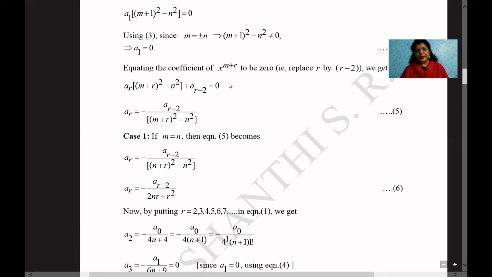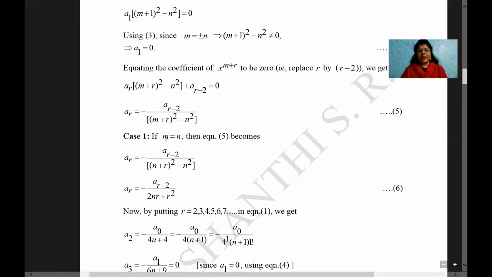This positive, bring it to the side, minus of a_{r-2} divided by this square bracket term, that is, (s+r) the whole square minus n square. That is a reconciliation. Now, case 1, if m is equal to n, our third equation says that the two values of m we have obtained are positive n and negative n. If you apply positive n in place of m, I'll be getting the first kind of solution. If I substitute m is equal to minus n, I'll be getting the second kind of solution.